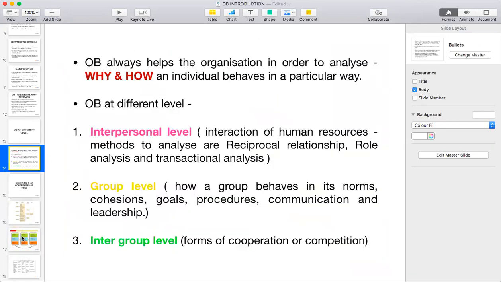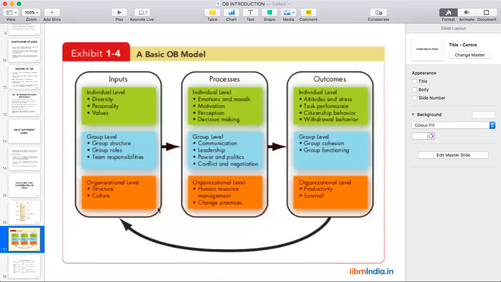On the basis of that, there are different parameters, different dimensions which we need to study as well. Now, first thing, when we discuss the inputs, what are inputs?